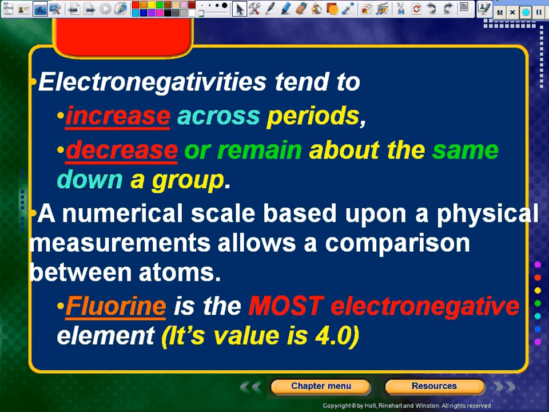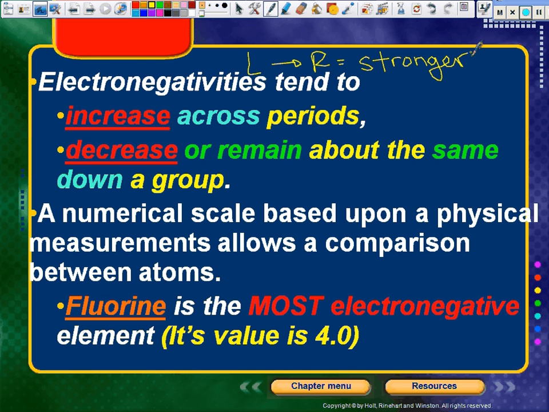Electronegativities tend to increase across a period. So as I move left to right, what does that tell me is happening to the values? They're going up. So are they getting stronger or weaker? Stronger. So as we move left to right, they're getting stronger. Now, remember, these atoms must be in a compound. Okay? Must be in a compound.